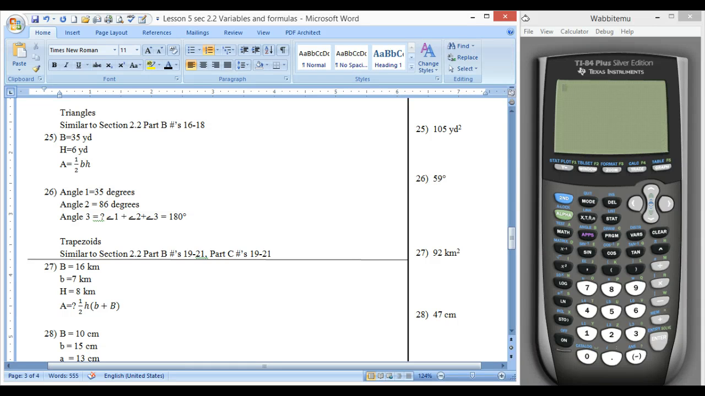This is section 2.2, Variables and Formulas, part 2. Since the other one ended up being an hour long, we're going to move into triangles.